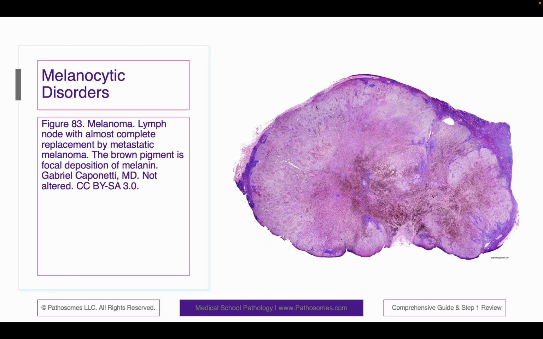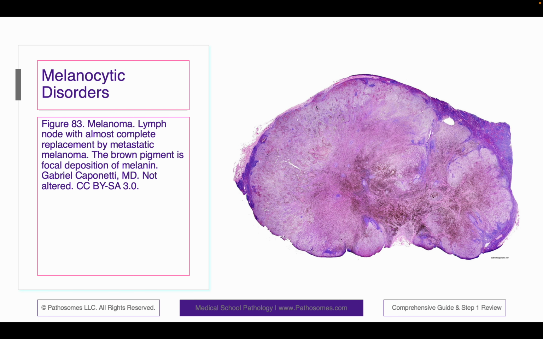Now this is a lymph node with almost complete replacement by metastatic melanoma. The brown pigment is the focal deposition of melanin, right? You see that? And you see this? You see any normal lymphocytes? Maybe to the far right. Other than that, this thing's packed with melanocytes.